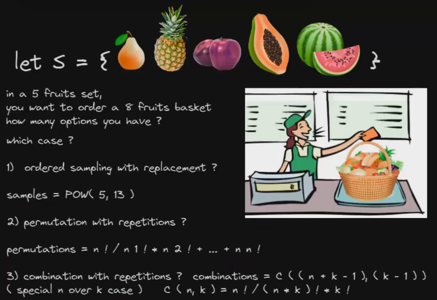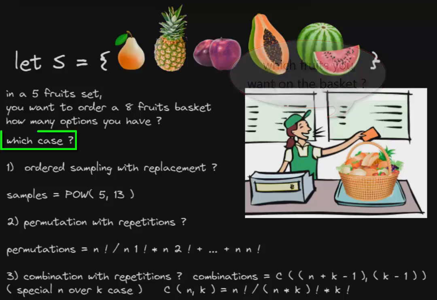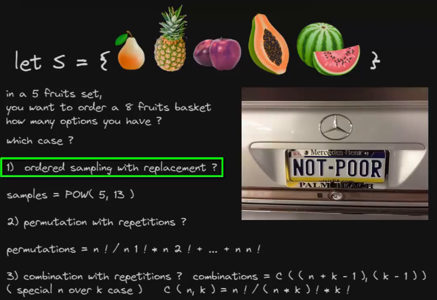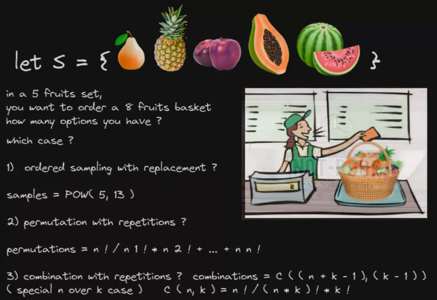Before we start to solve this situation, let's discuss it. What will the clerk ask you? Which fruits do you want among the 8? So what case do you think can be applied to solve this? Will it make any difference to have a fruit in front or behind, like in the car plate example? In these situations, you must always ask if the order is relevant.